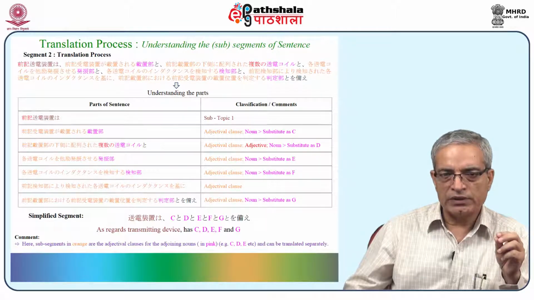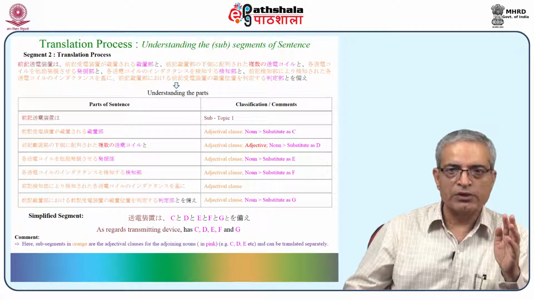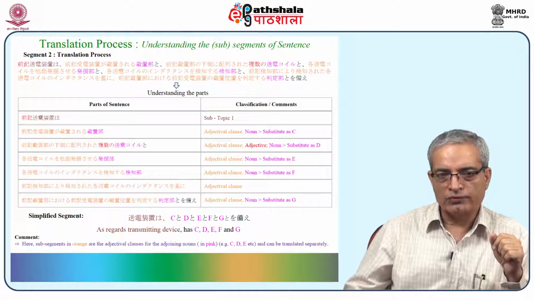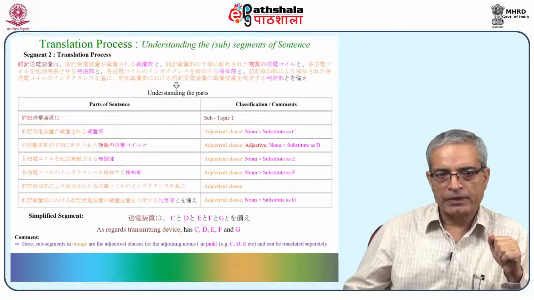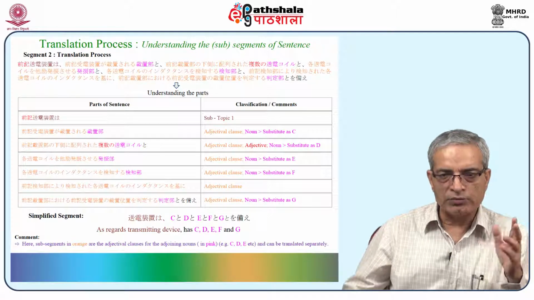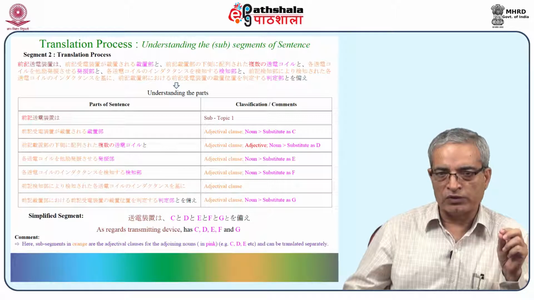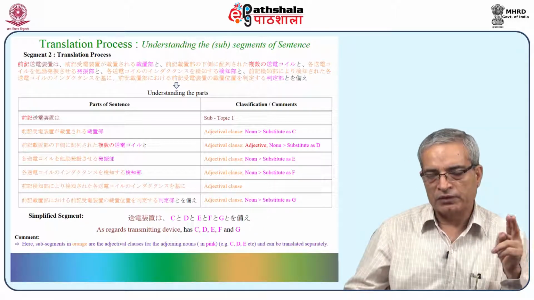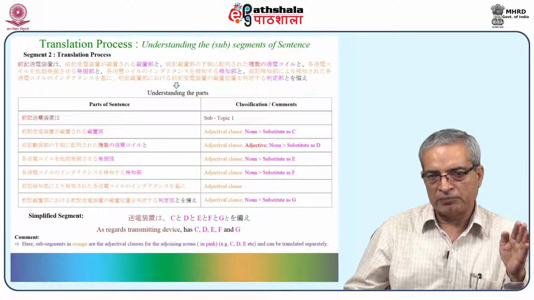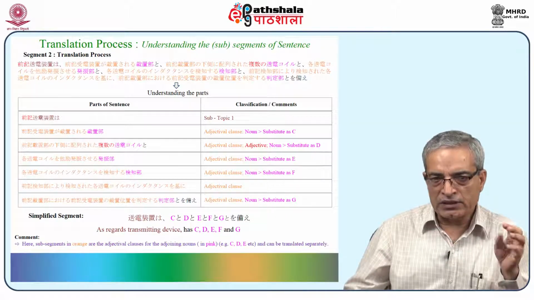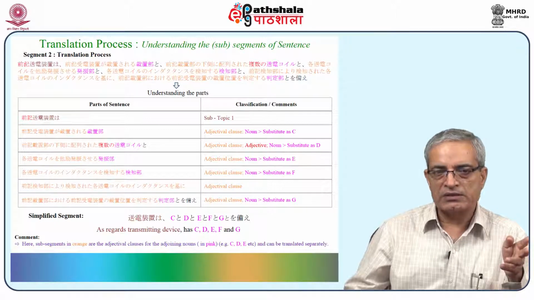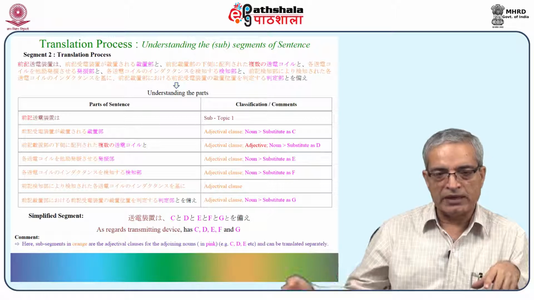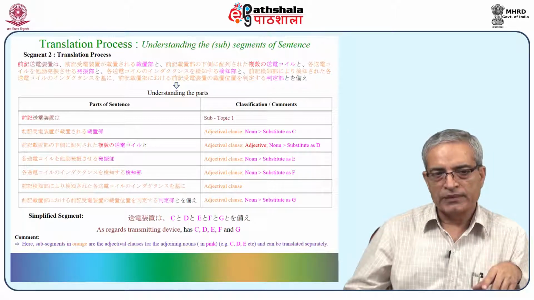But if we see carefully, it is Sochi wa, the topic or the subtopic remains. C to D to E to F to G to o sonai. So it's quite simple. If you want, you can drop even A, B, C, D and have it as one only, because this one can be replaced by multiple nouns and adjectival parts. But translating this much will be as regards the transmitting device has C, D, E, F and G. Maybe it has C, D, E, F and G.